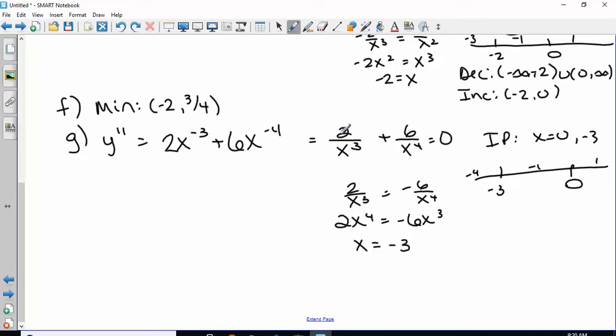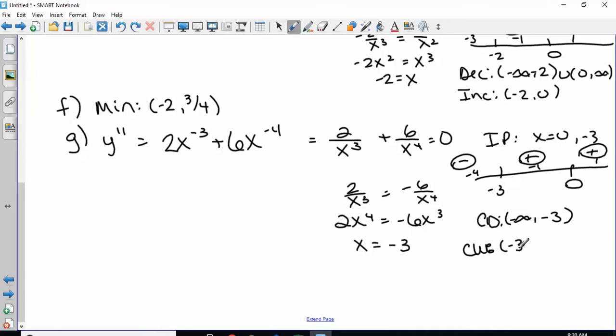So test points, plugging those in. If I put in a negative 4, I get 2 over negative 64, 256, so negative. Negative 1 should give me a positive, and 1 should give me a positive. So we're concave down from negative infinity to negative 3.